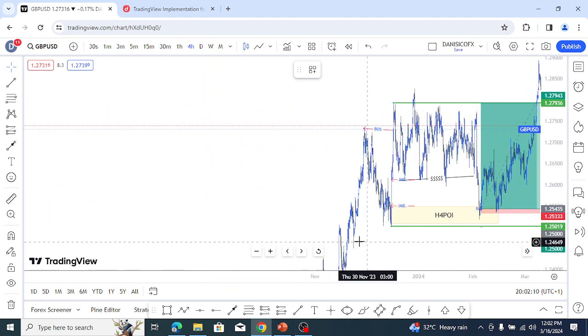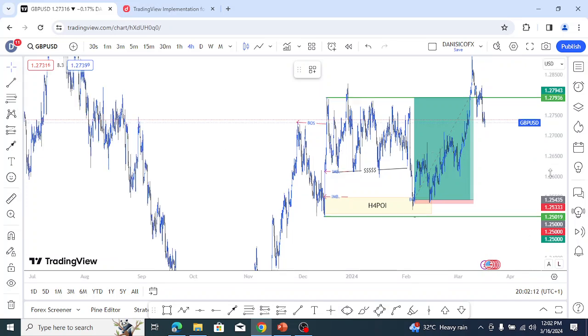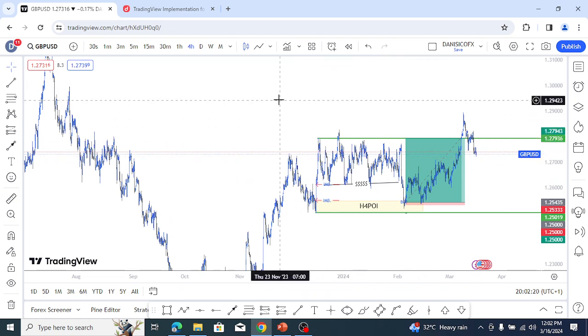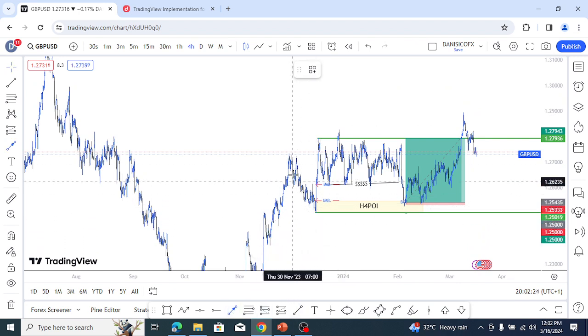This is the 4-hour time frame. So if you look, this was our breakout structure. Let me delete this and put it again. This was the first breakout structure.